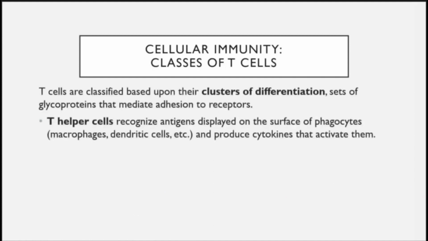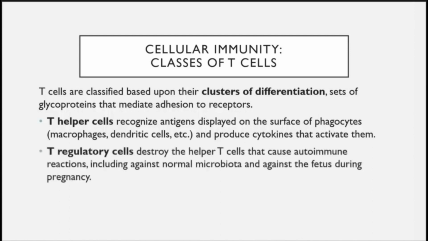So let's cover the classes of T cells. T cells are classified based upon what are known as clusters of differentiation, or the sets of glycoproteins that mediate adhesion to receptors. T helper cells recognize those antigens that were displayed on the surfaces of phagocytes we discussed with B cells already. So you have your macrophages, your dendritic cells, etc. And then they produce cytokines that activate them.